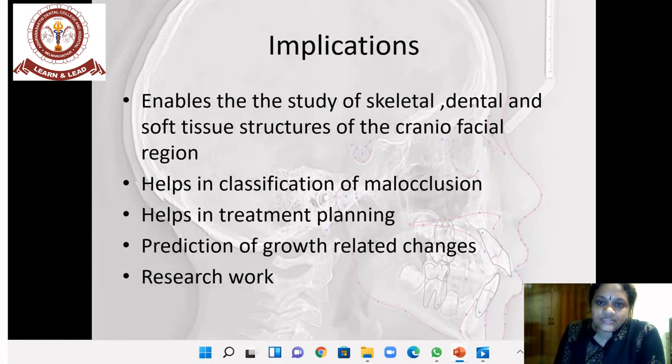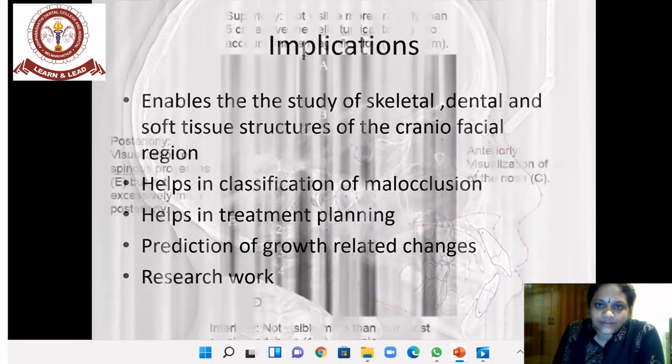So mainly it is employed to study the skeletal, dental and soft tissue structures of the craniofacial region. Again, cephalometrics helps in classification of malocclusion, and it aids in formulating the treatment plan and growth prediction of the individual, and it can also be utilized in research work.